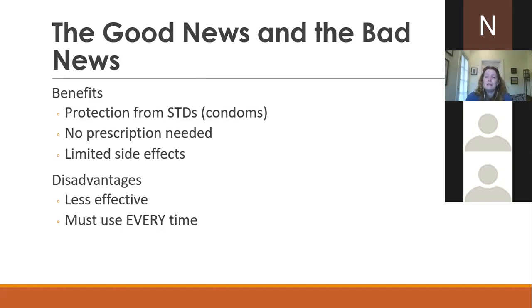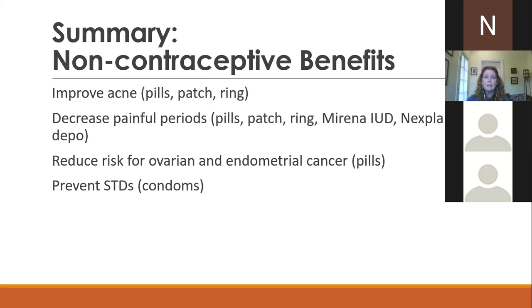So the best method for you is the one that has the features that you like, some of the non-birth control benefits, and one that you can manage and that you feel good about. Some of the non-birth control benefits: pill, patch, and ring help decrease acne. Any hormonal method helps decrease painful or heavy periods. The pills help reduce the risk of ovarian and uterine cancer, as does the IUD. The IUDs reduce risk for uterine cancer as well.